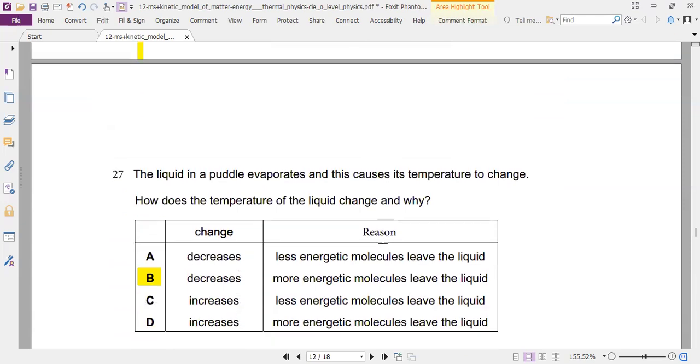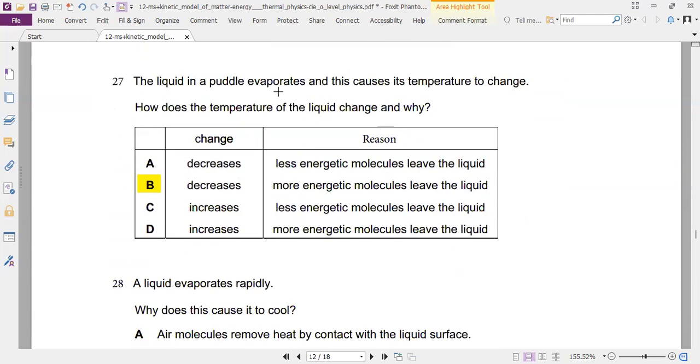27. How does the temperature of a liquid that is allowed to evaporate change? Well, its temperature will decrease. It is because the energetic molecules are allowed to leave the surface, and the energy of the liquid goes away. It is cooler now.